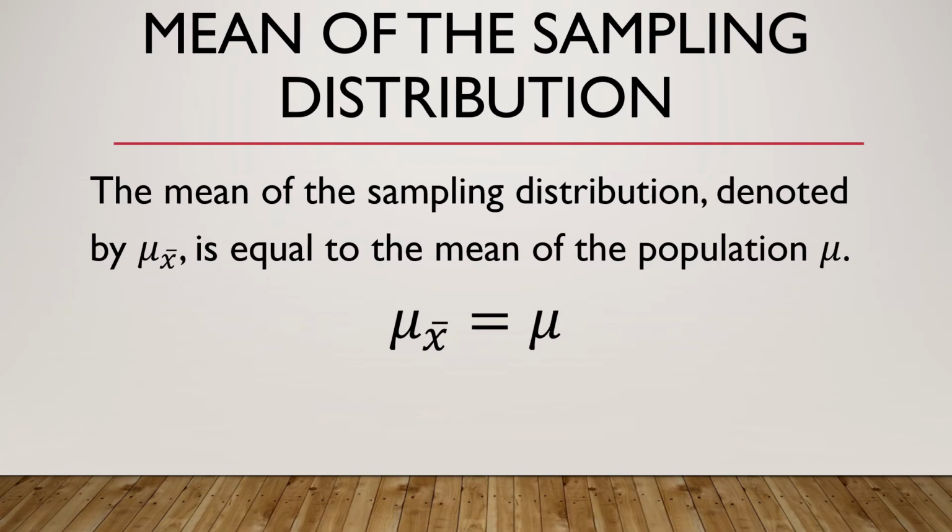So we have here the mean of the sampling distribution, and according to this, the mean of the sampling distribution is equal to the mean of the population.